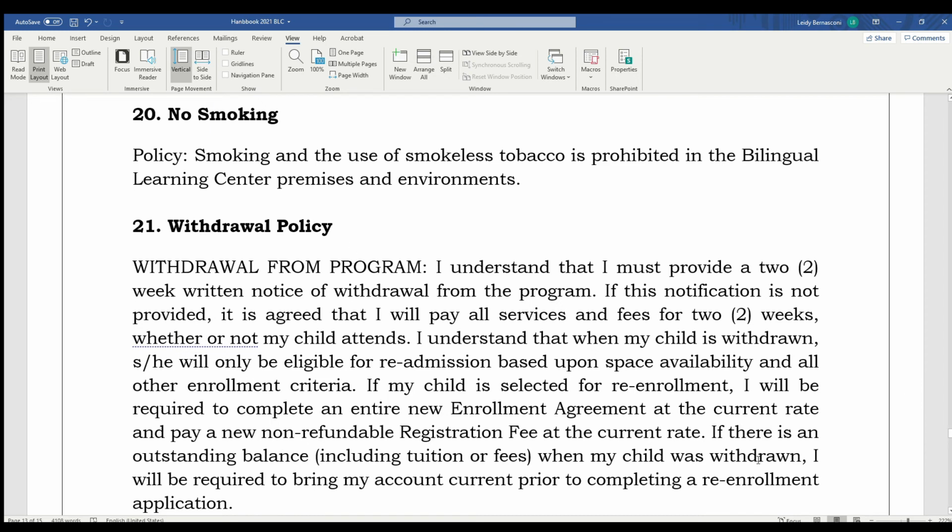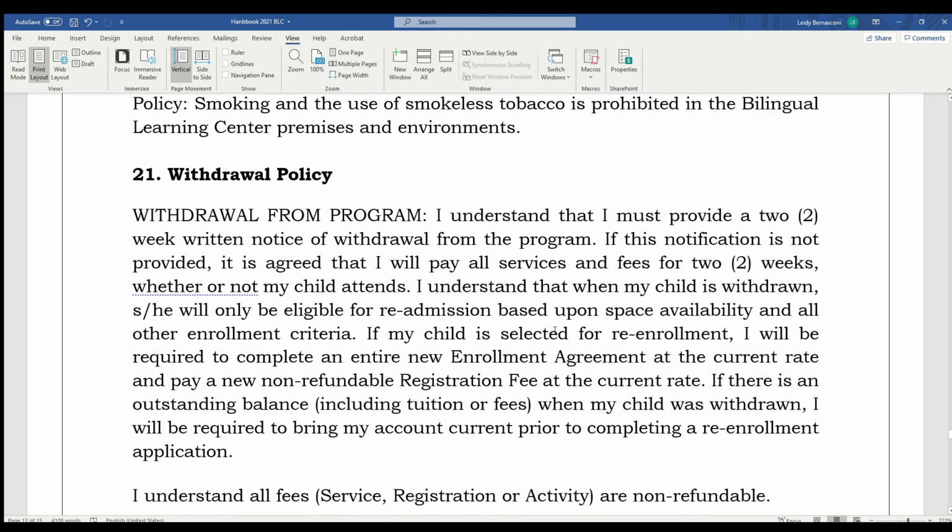Number 21 talks about withdrawal policy. It's really important that my parents know I need two weeks' notice. Something that I explain to them is, for example, if I find a new family and I really like their schedule, it won't be nice if I go and tell the other family, who has more hours with no extra payment for me, that I will let them know tomorrow they cannot come.